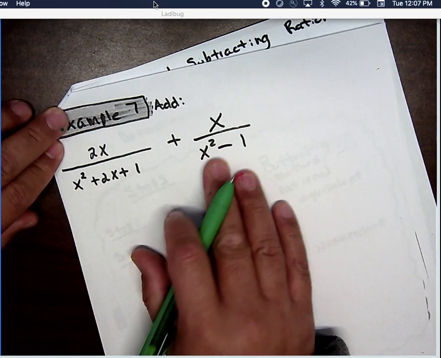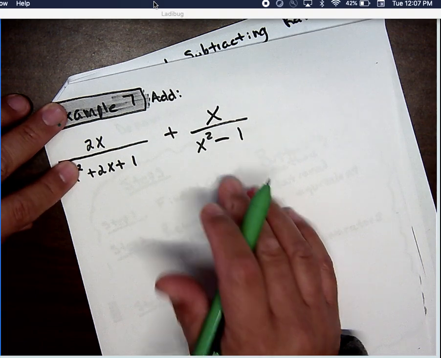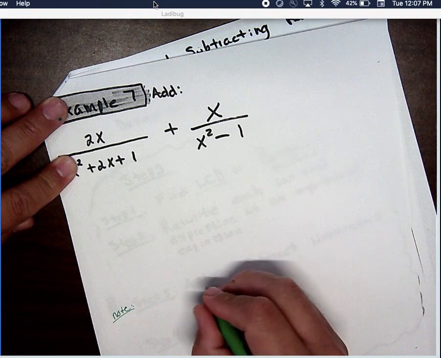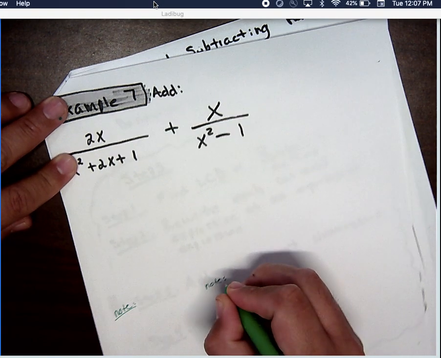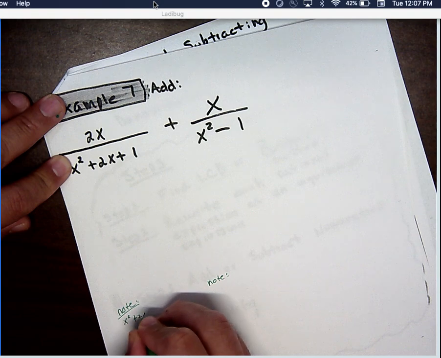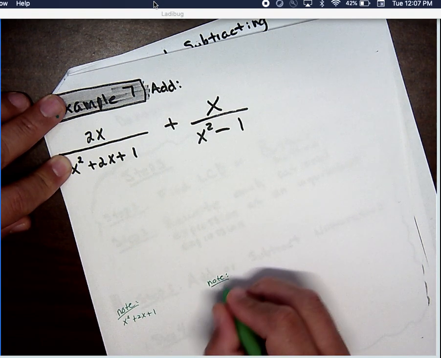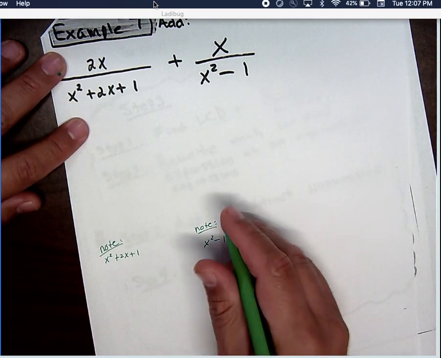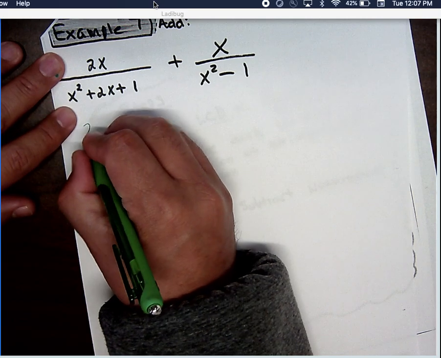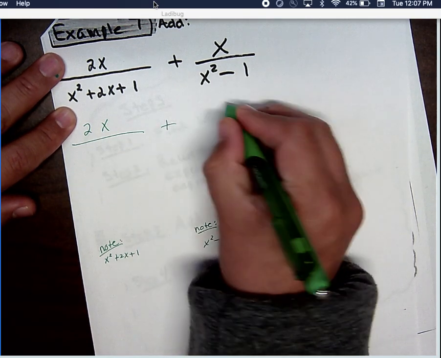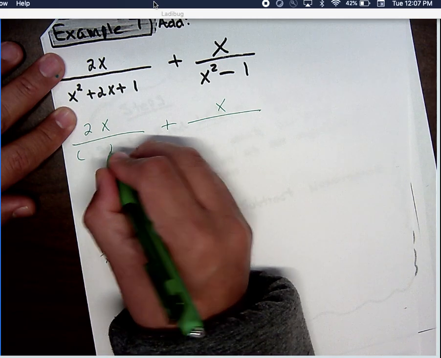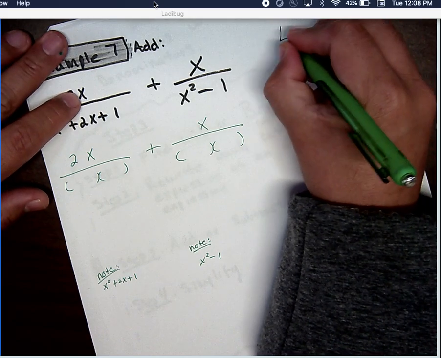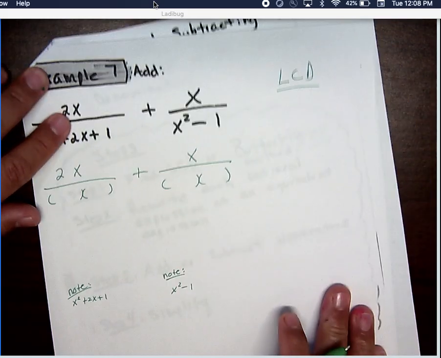So again, you need to think of things to factor here. So I'm going to put a note, we can factor these 2 things. If you notice this one, I'm going to factor this one. Then I'm going to rewrite everything. So I'm going to have factors here, and factors here. And then I'm going to find the LCD of these things.